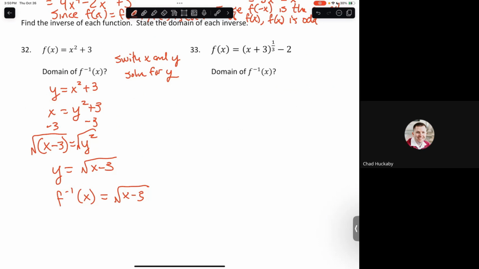And how do we find the domain? Well, what thing will cause a problem for our domain for this new inverse function? Is this where it can't be equal to 0? Or it has to be greater than or equal to 0? Yes, because we're dealing with the square root. We can't take the square root of a negative number in functions. So x minus 3 has to be greater than or equal to 0. We can add 3 to both sides, and we find that x is greater than or equal to 3. So our domain is from 3 to infinity.